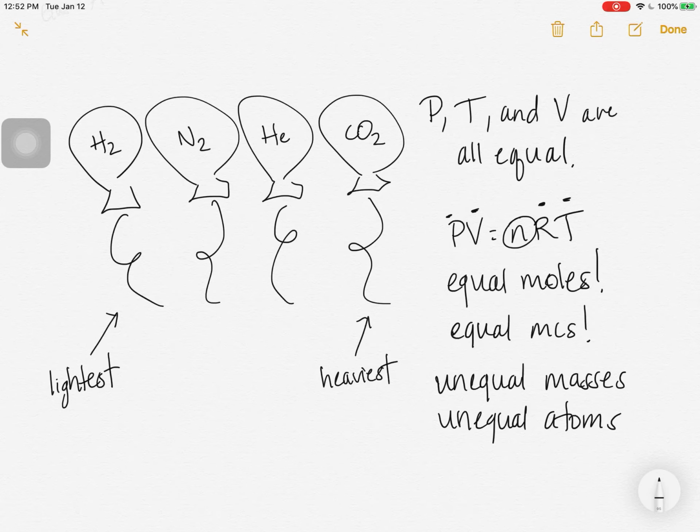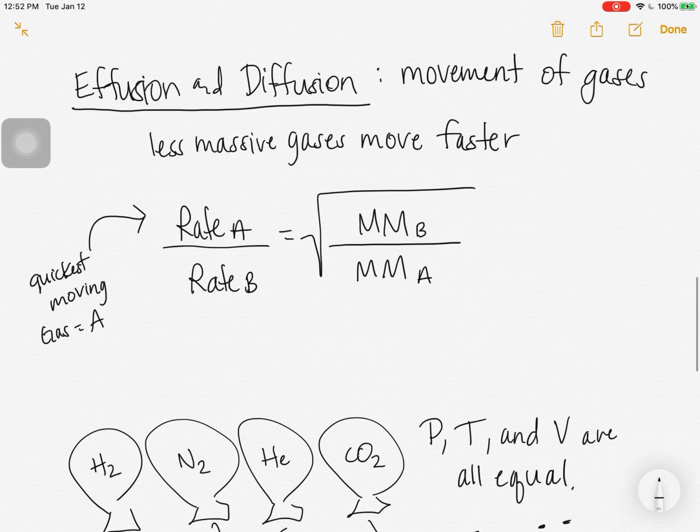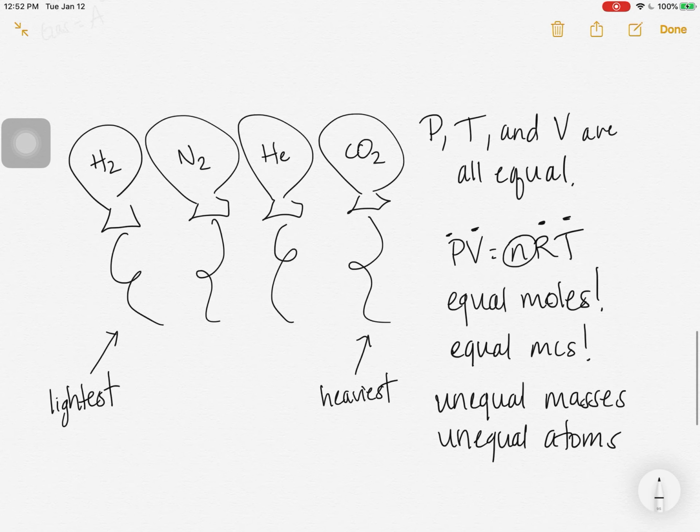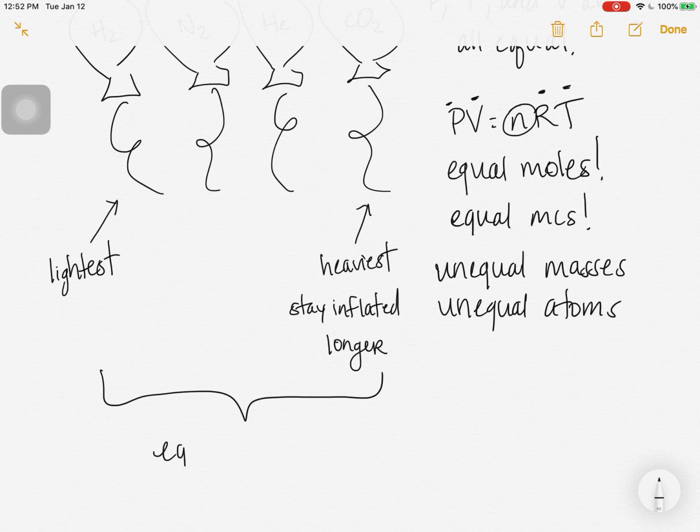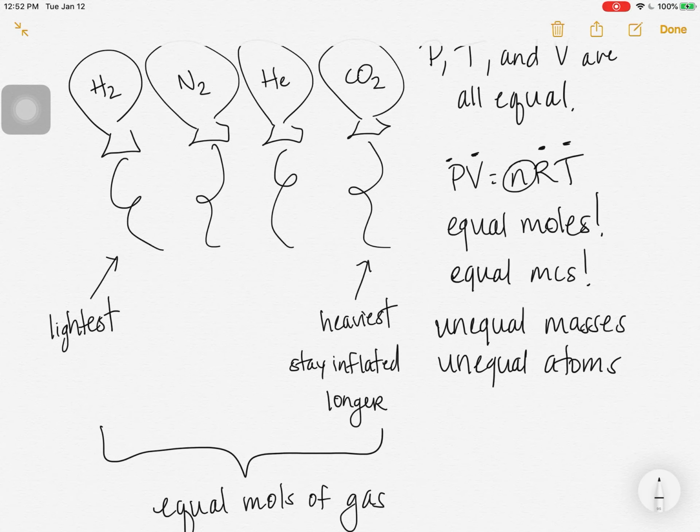We could answer which balloon would stay inflated the longest, right? That's a good question. That goes back to this effusion and diffusion. The gas that's the lightest is going to escape the balloon the fastest, which means the balloon filled with H2 is going to deflate much quicker than the balloon filled with CO2. So the CO2 balloon is going to stay inflated longer. However, all these balloons have equal moles of a gas inside. And if we were given P, T, and V, we could calculate that.